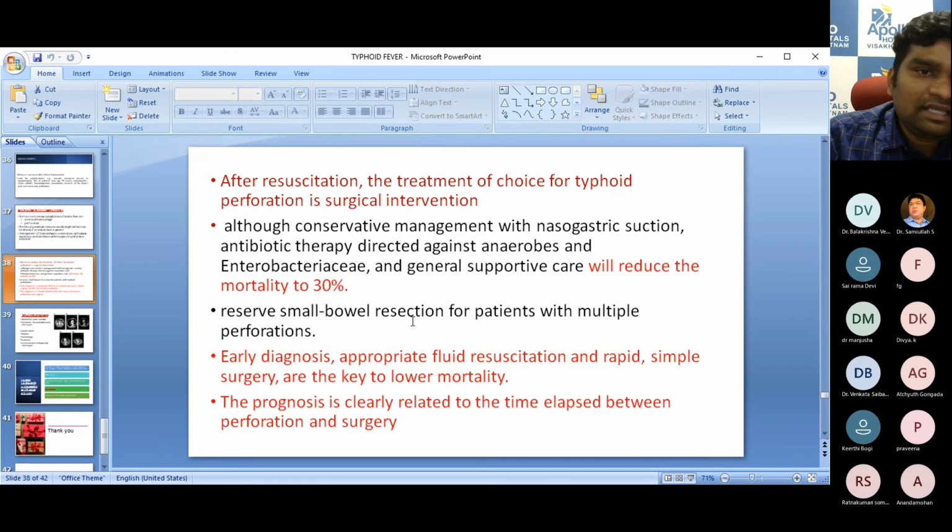But the important thing here is conservative management with nasogastric suction, antibiotic therapy covering the anaerobes and enterobacteriaceae, and general supportive care, which will reduce the mortality to 30%. And we have to reserve small bowel resection for multiple perforations. Early diagnosis and appropriate resuscitation are important in the management to lower the mortality.